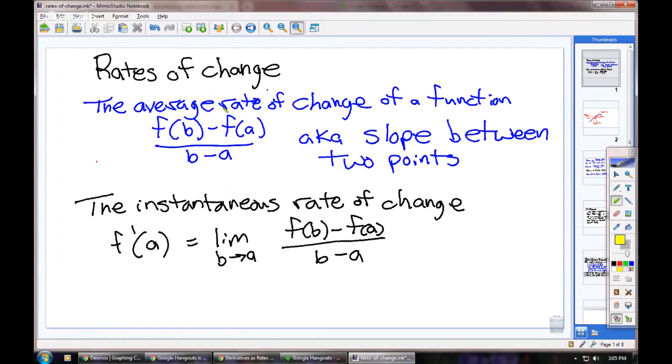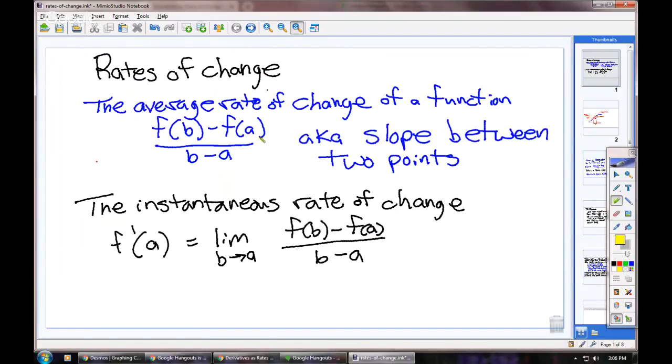Average rate of change can be looked at as a change in y. So I have f of b minus f of a, two different y values, and the related x values, b minus a. And that's just the slope between 2 points. If this is on a straight line, that's the slope of the line. If this is 2 points on a curve, then I have the slope of a secant line between those 2 points.